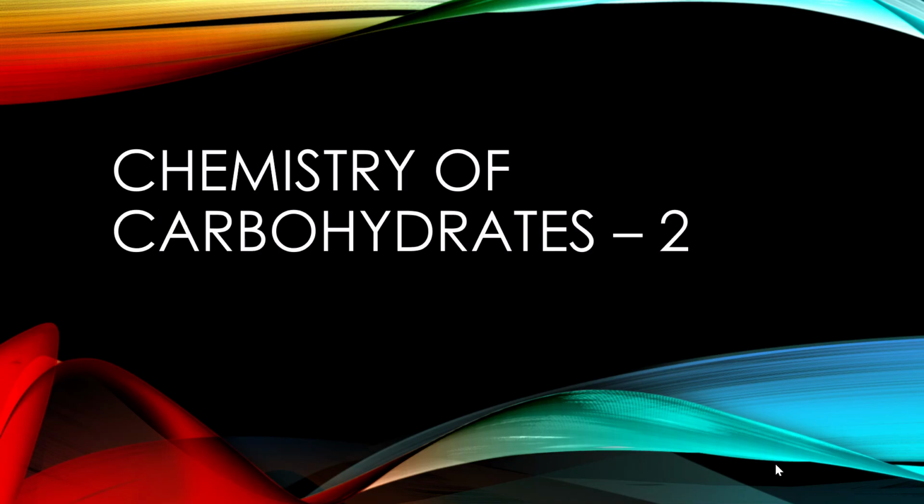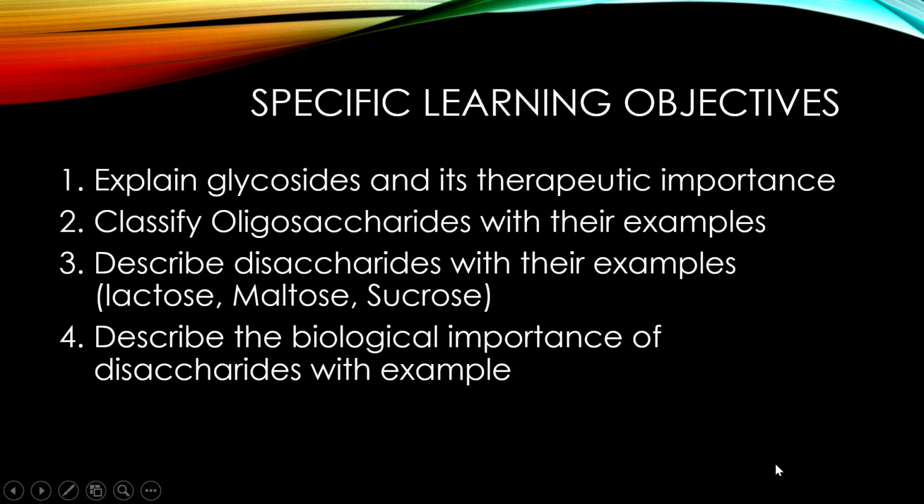Hello, let's move forward with the second lecture of chemistry of carbohydrates. So the specific learning objectives for today's lecture are: first, you should be able to explain what glycosides are and their therapeutic importance, classification of oligosaccharides with their examples, describe disaccharides with their examples, and we will be looking specifically at lactose, maltose and sucrose, and lastly describe the biological importance of disaccharides with example.